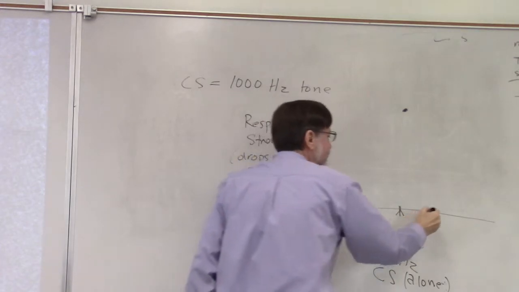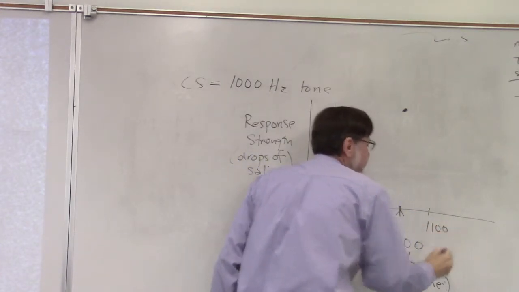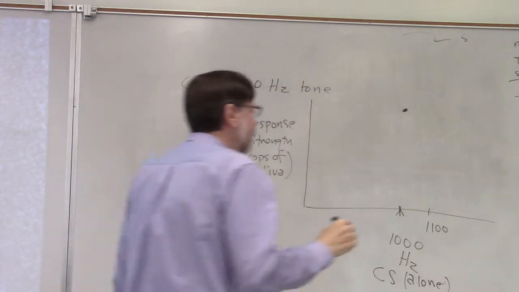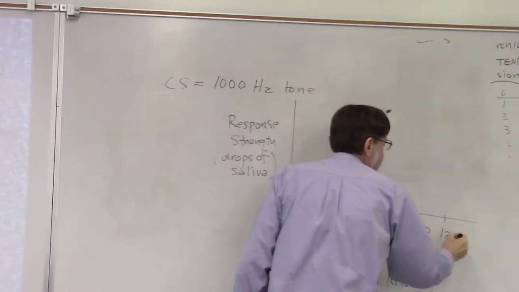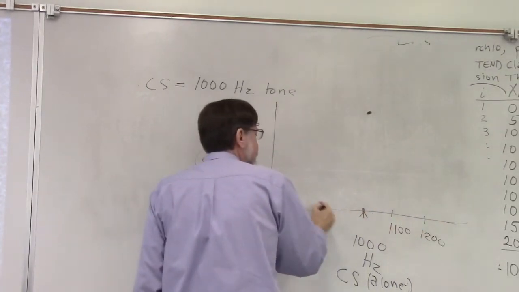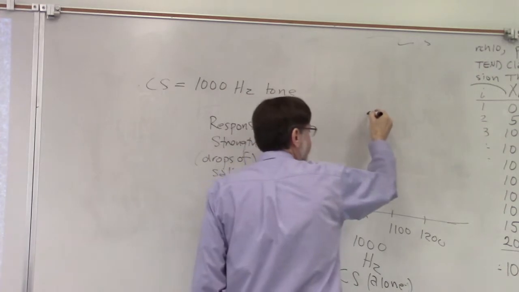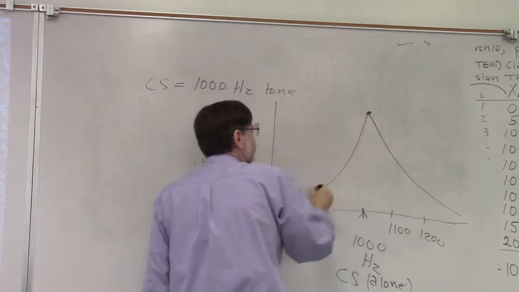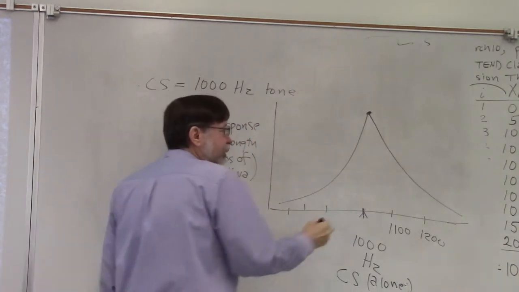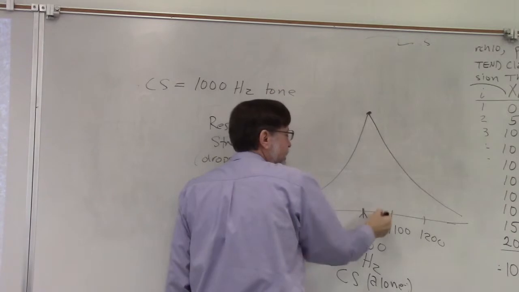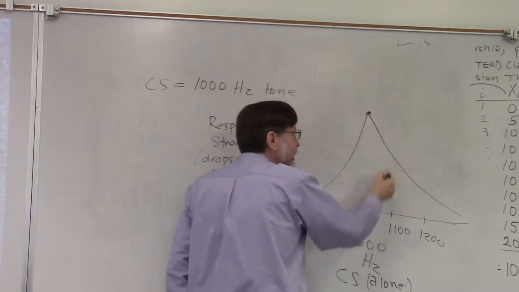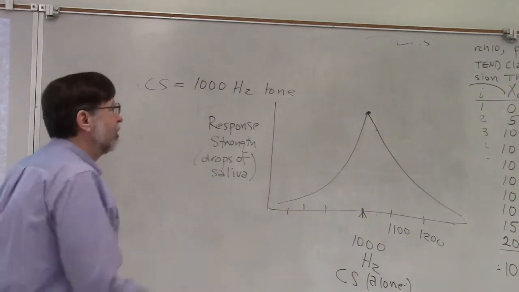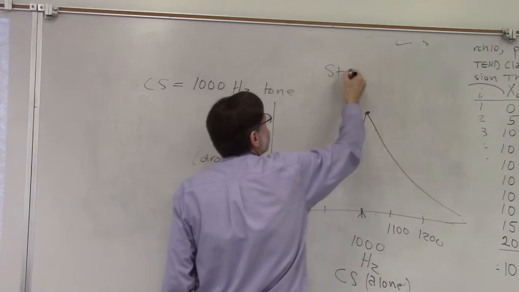But suppose we presented 1,100, so a slightly higher pitch, or 1,200, or something higher, or something lower. It turns out that the degree of response falls off with the similarity or lack of similarity. For stimuli close to the value that was conditioned, you get a good response, but if it gets far enough away, you get less of a response. And so this is known as stimulus generalization.